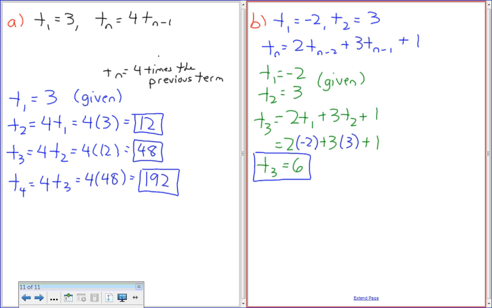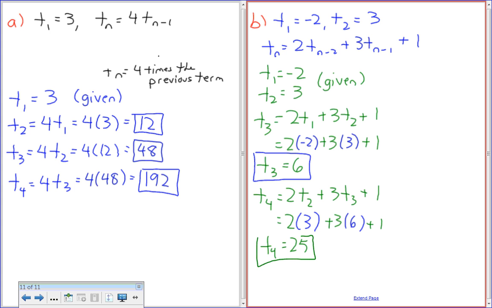Okay, can someone other than Ben be brave and give me T4, please? Go ahead. Okay, so it'd be like T4, and then 2 times 3 plus 3 times 6 plus 1. I'm going to write that in formal form. 18 and 6 is 24, that's 25. You good? Does that sort of make sense before we make life difficult?